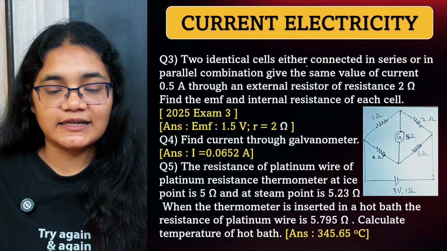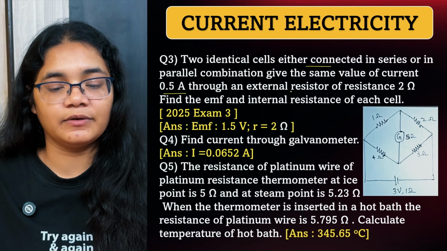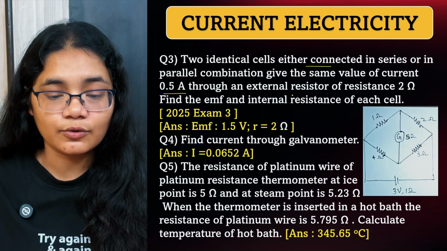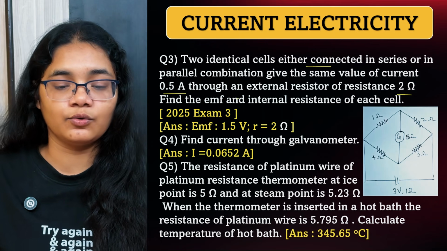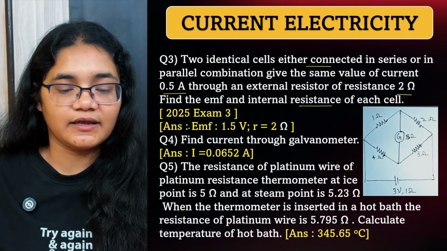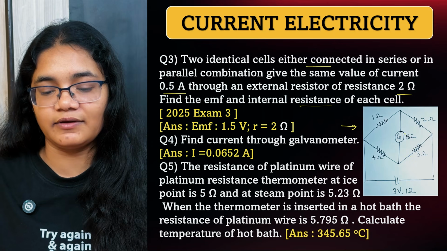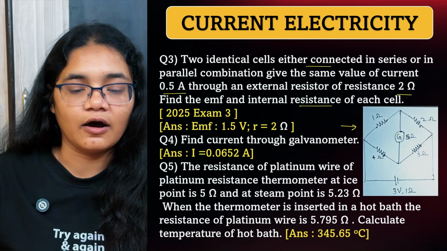Next, two identical cells either connected in series or in parallel give the same value of current 0.5 ampere through an external resistor of resistance 2 ohm. Find the EMF and the internal resistance of each cell. Now here we have question number 4, find the current through the galvanometer. So this is the diagram given. From this diagram you have to find the current.